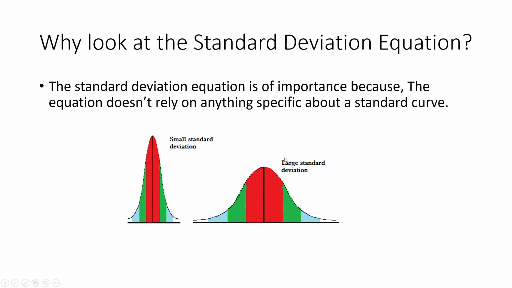Now, the data points might be more spread out, but at one standard deviation for both of these curves that we have here, you will have the same probability, and it doesn't rely on anything specific about the standard curve. We just need to know a data point, where the mean is, and where the standard deviation is, and we can find the probability that a certain event will happen, which is pretty cool.